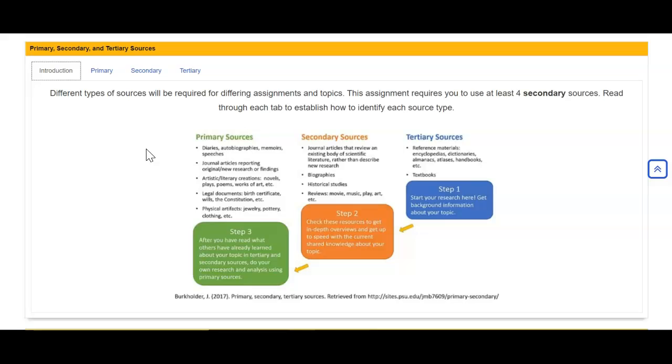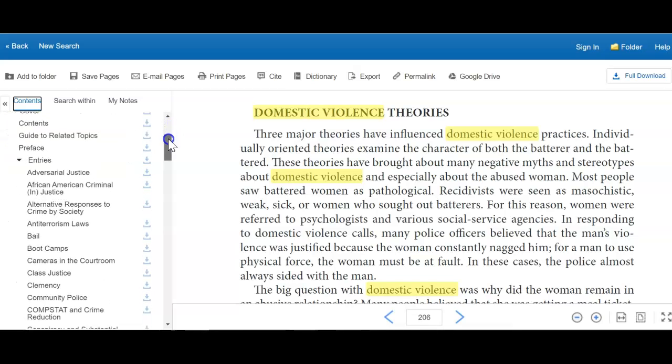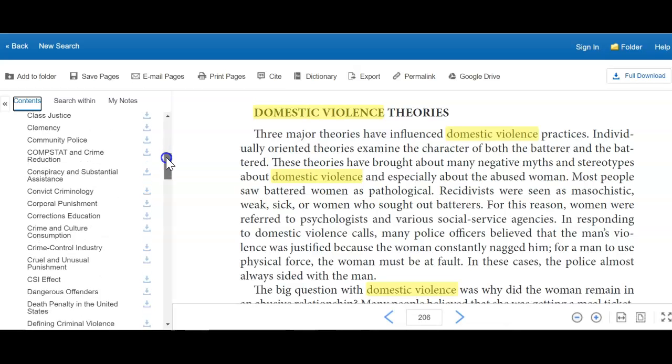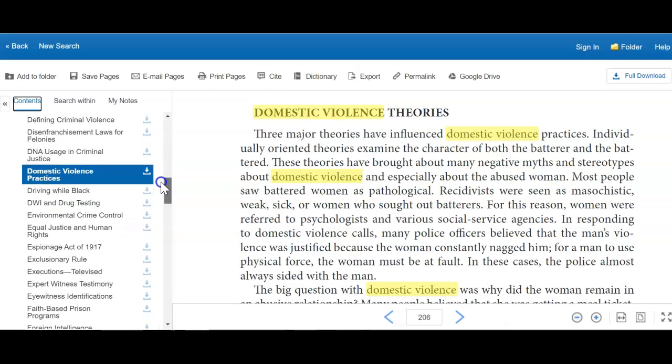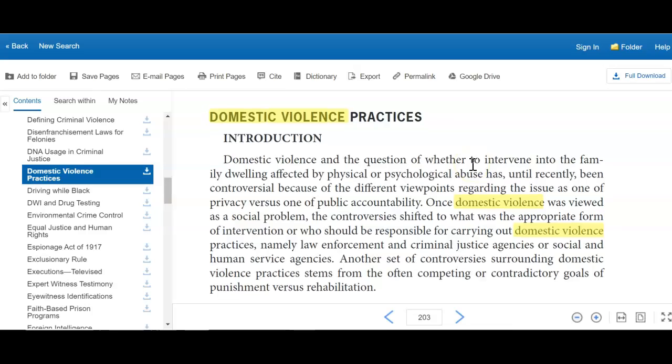So I'm going to show you some examples of types of sources. So first is a tertiary source. Again, these are usually encyclopedias that give you a basic overview of your topic. So you can see the title of this book I'm looking at is Battleground Criminal Justice. So it's 2 volumes of a book, and you can see it's just got little blurbs on all kinds of criminal justice topics. So if I'm researching domestic violence, you can see there's 1 chapter out of all the chapters that's really going to help me.